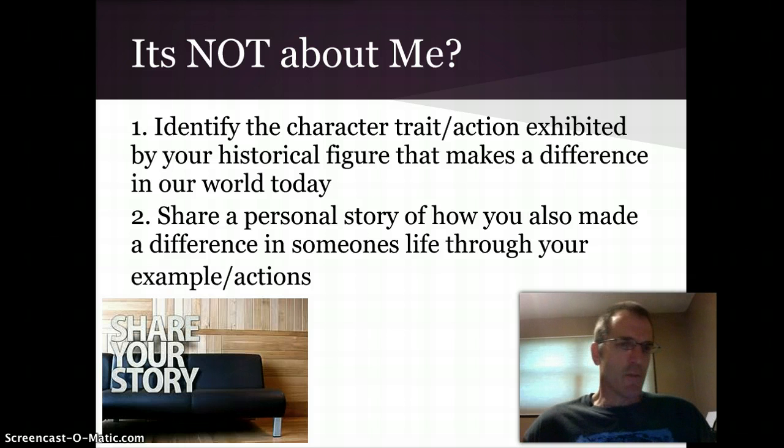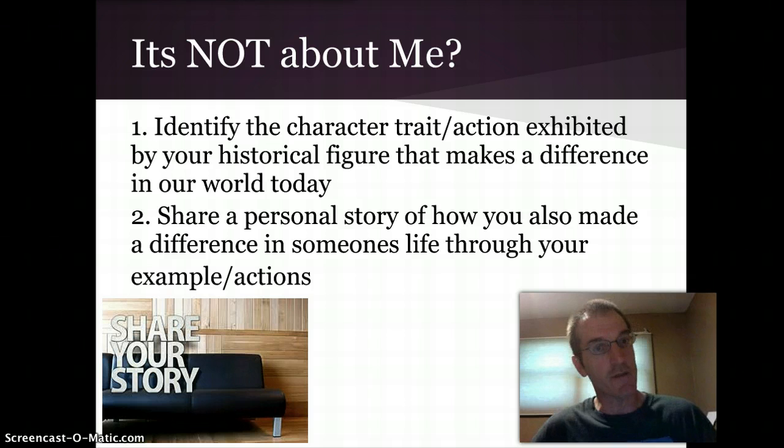And you might ask, well, maybe I haven't made a big difference in someone's life. Well, it's going to take you about 6 weeks to be able to read this book and prepare this research, and before you'll have to present. So it also gives you an opportunity to make a difference in someone's life.